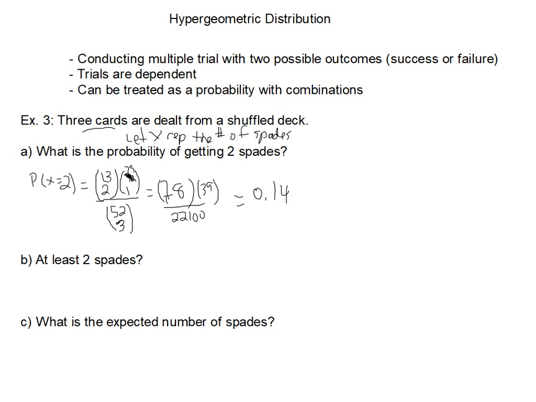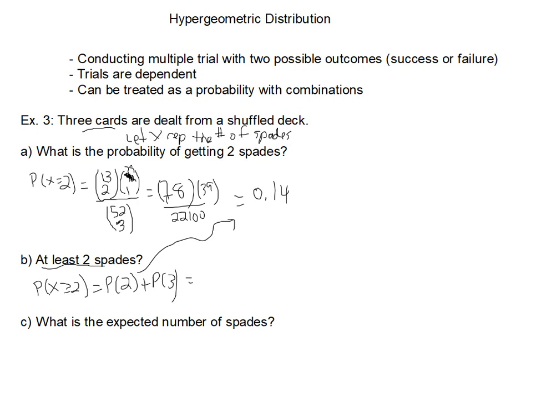Now here things change a little bit. The question says, what is the probability of getting at least 2 spades? So the probability of at least 2 spades means that we're looking for the probability that x is greater than or equal to 2. That's the same as saying, what's the probability that we get 2 spades plus the probability that we get 3 spades? Well, we've already done the calculation for 2 spades. We did it up here. And now we're going to do that calculation again for 3 spades.